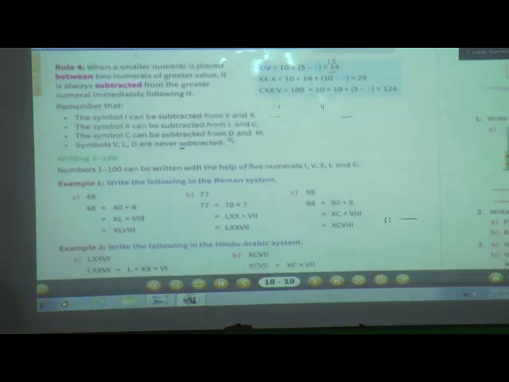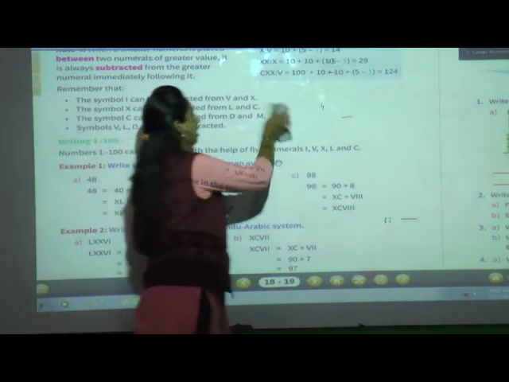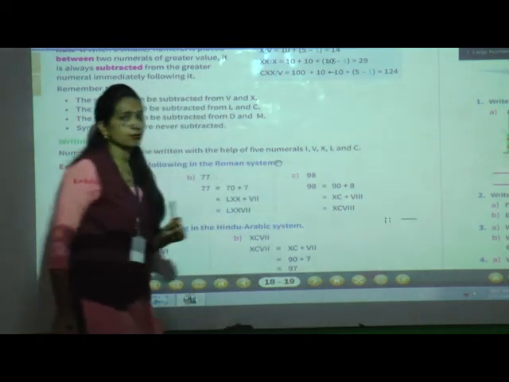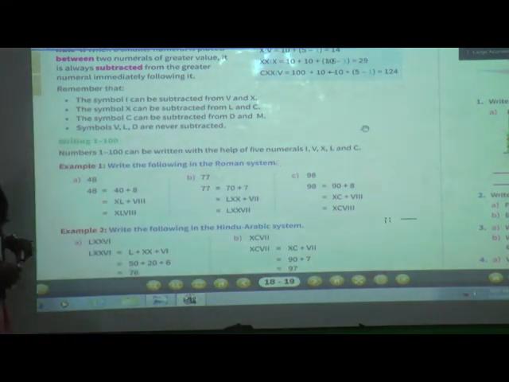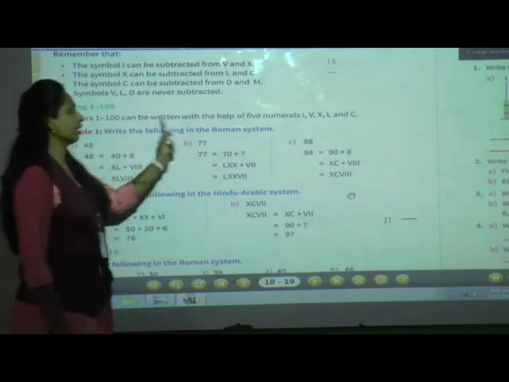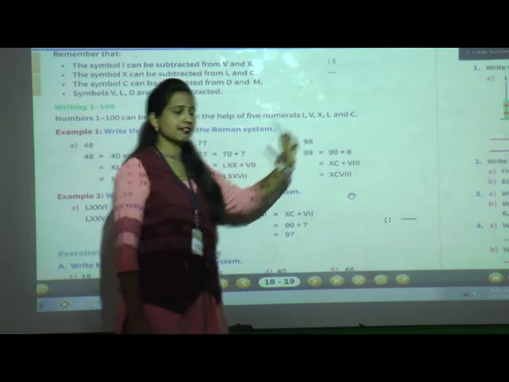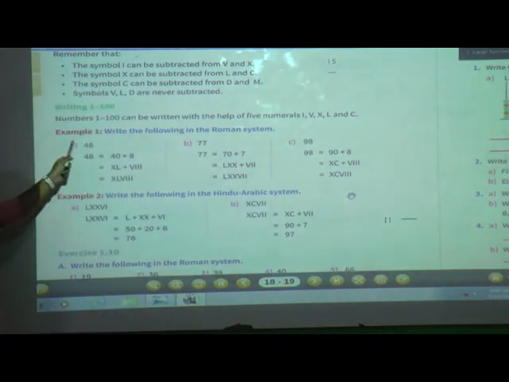Now, as we have seen, there are 7 alphabets in Roman numbers. So using those 7 alphabets, we can write Roman numbers from 1 to 100. Okay? Actually, to write only 1 to 100, we require only I, V, X, L and C.